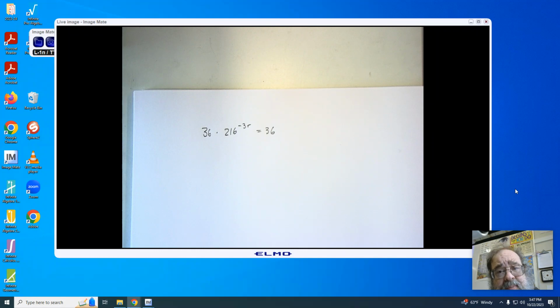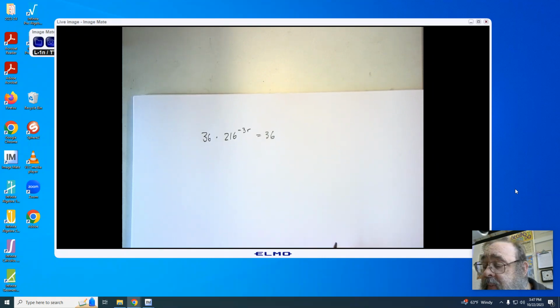So we have to expect that things like this happen, and therefore we have to know how to do these skills. So we're going to be taking a look at just a few of them to remind ourselves of the process so that we are successful. Here's our first problem that we're going to be working with. 36 times 216 to the negative 3r power equaling 36.